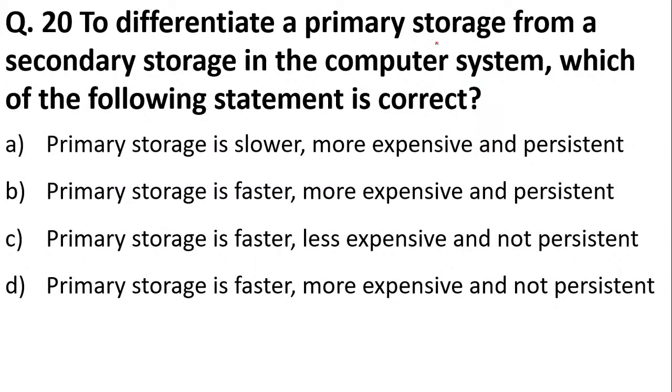To differentiate a primary storage from secondary storage in a computer system, which of the following statements is correct? So this statement will be wrong. Primary storage is slower? No, it is faster. Primary storage is faster.